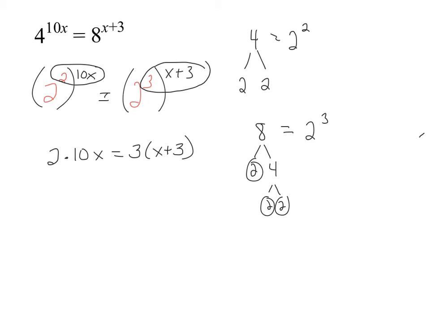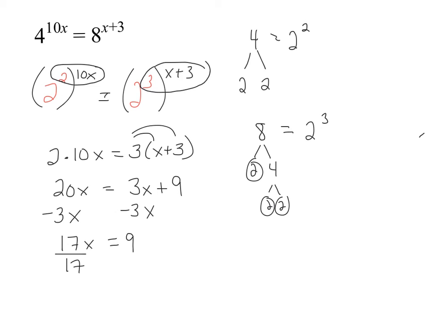So I have 2 times 10x equals 3 times x plus 3. 2 times 10 is 20x. I'll distribute the 3, so that gives me 3x plus 9. So I will subtract 3x from both sides. So that gives me 17x equals 9. I'll divide by 17. So x is 9/17. Kind of an odd answer, but exponential law says that's what it is. It's what it is.